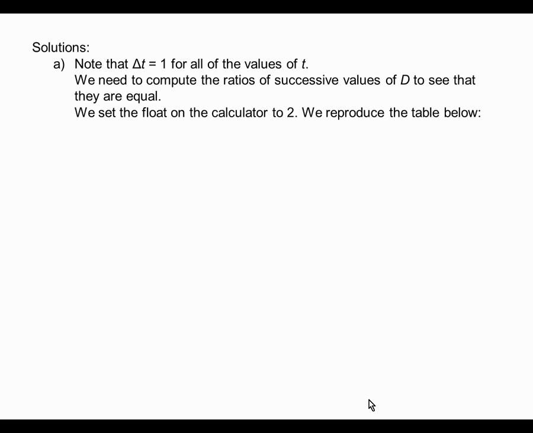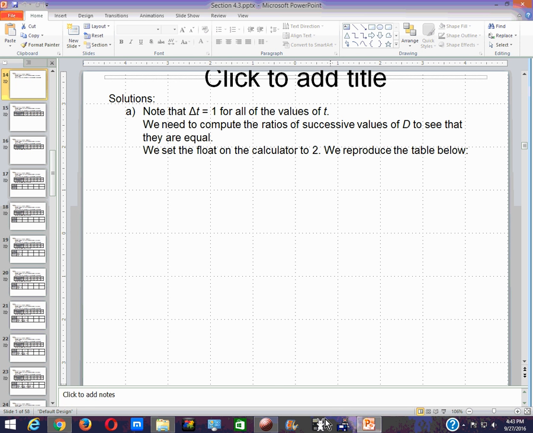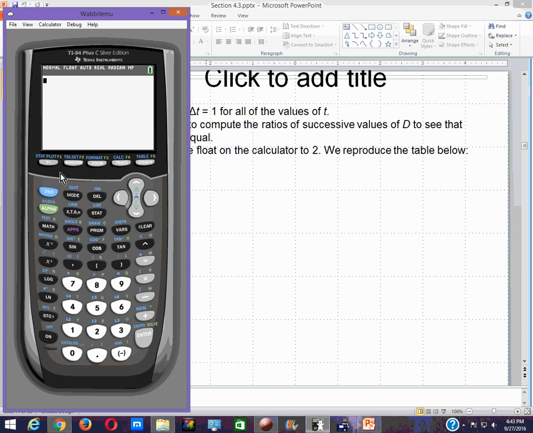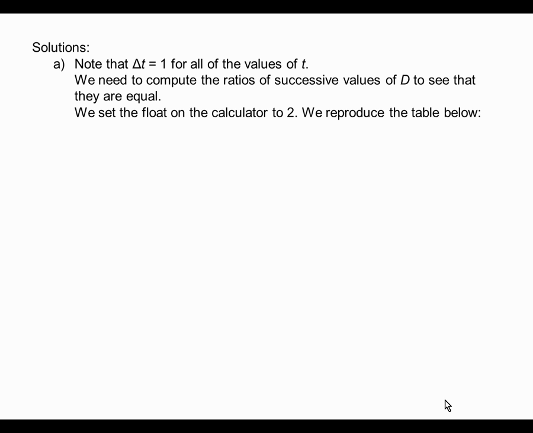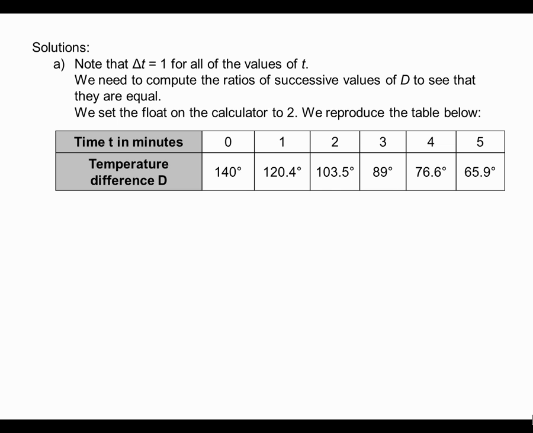So I'm going to set the float on the calculator to 2. Okay, so let's take out the calculator. Go to mode, scroll down to float, go on over to 2, press enter, and we'll quit that. Now for convenience, I reproduced the table again. So here's my time, and here's the temperature difference.